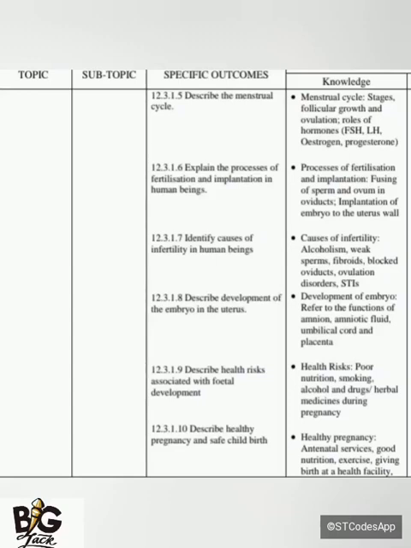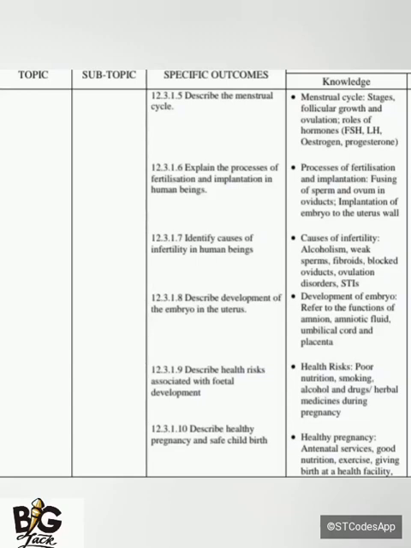If they ask you to identify the causes of infertility in human beings, you can give them alcoholism, weak sperm, fibroids, blockage of the oviduct, even ovulation disorders. Apart from that, you can also mention STIs like HIV and AIDS. Those things can cause what? Infertility. Apart from that, you are required to describe development of the embryo in the uterus.